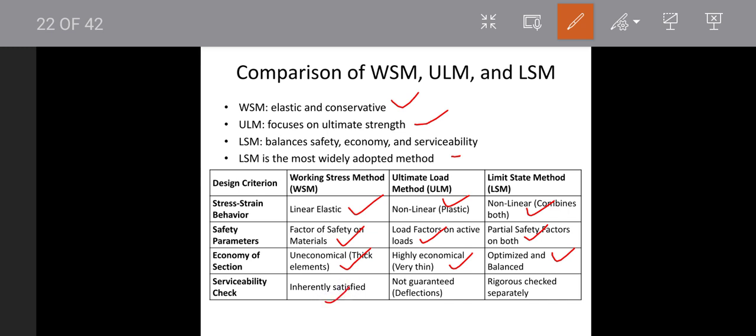Serviceability: the working stress method has good serviceable life. In the ultimate load method the serviceability is not considered and not guaranteed, because we are giving importance only to the load. In the limit state method we have both conditions: we check for the collapse and also for the serviceability, so it has very good properties.